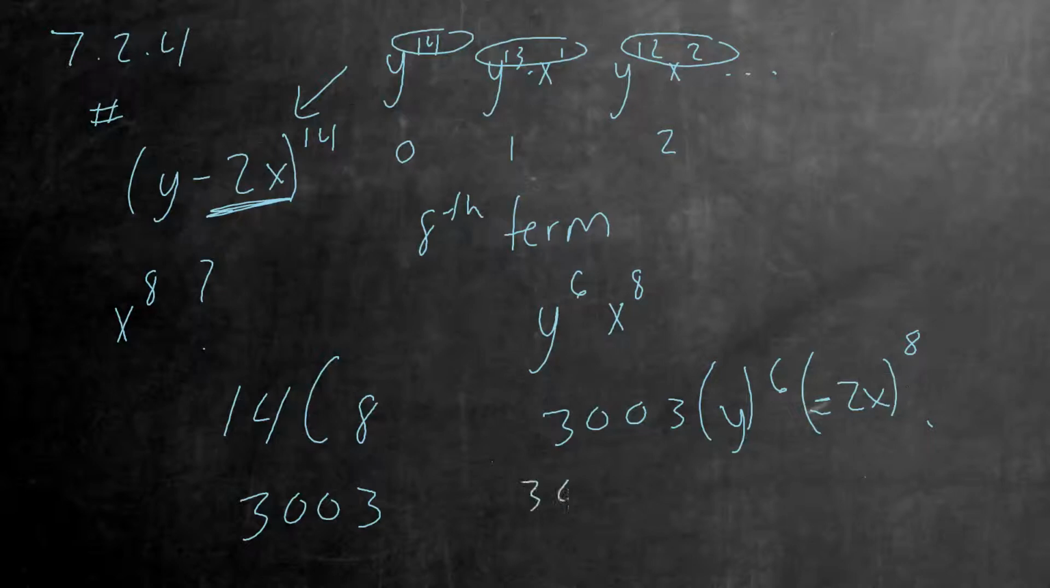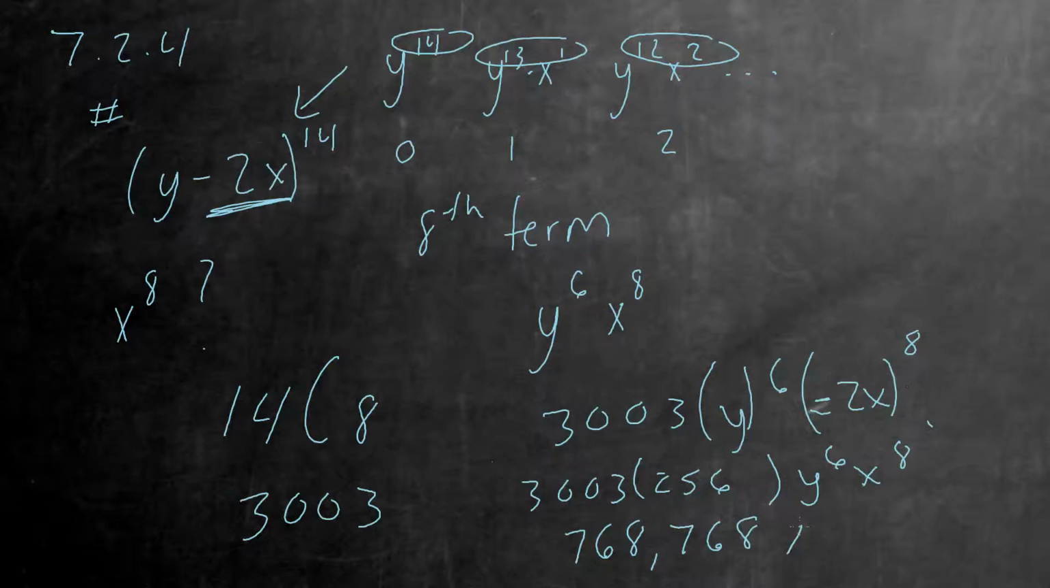So then the 3003 has to get multiplied by negative 2 to the 8th power, which is 256, y^6 x^8. So if I multiply those together, I end up with 768,768 y^6 x^8. That would be the entire term.